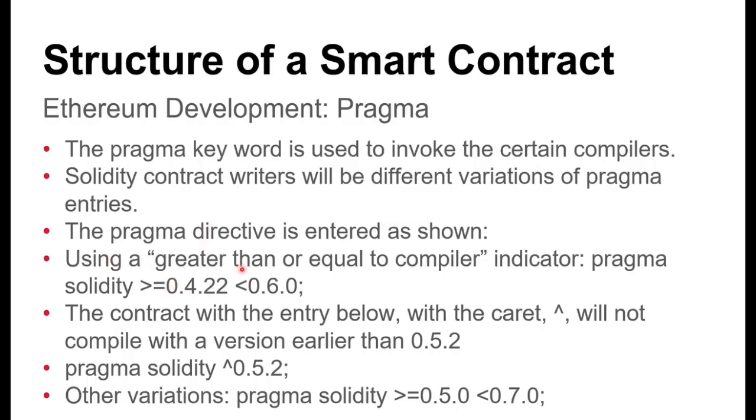There are different ways to indicate the compiler with the pragma. So we can see greater than or equal to, and these are compiler versions right here. A contract with a caret entry will not compile any version earlier than, in this case, 5.2. And so we can see it right here with the caret, and you can see other variations as well. Greater than or equal to, less than, so an in-between type of pragma. These are complicated. You might want to keep the pragma as simple as possible.